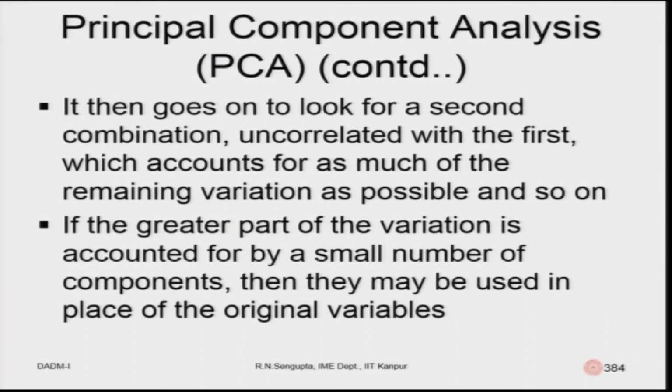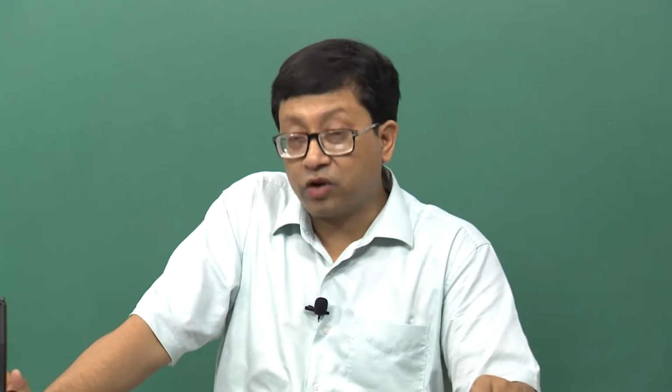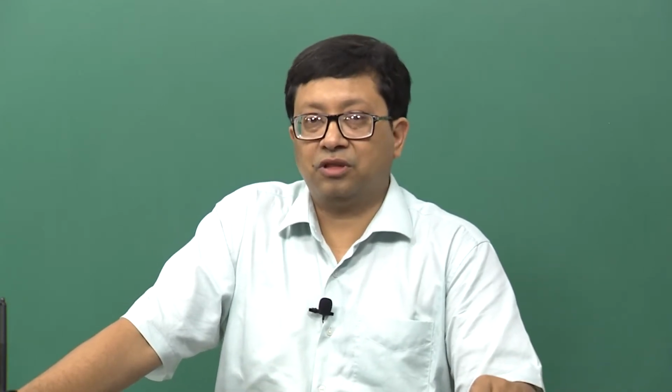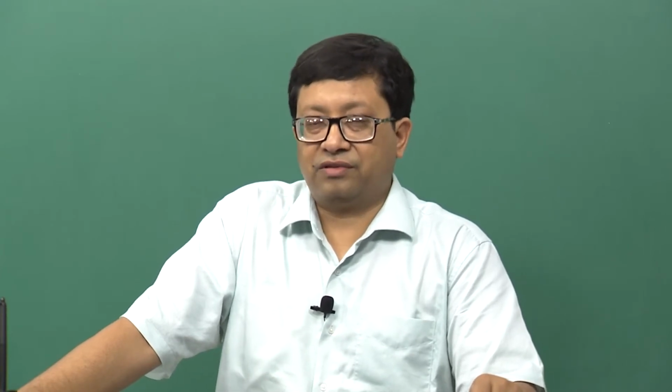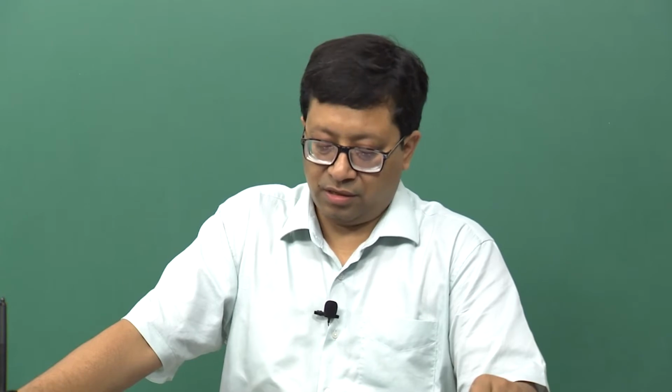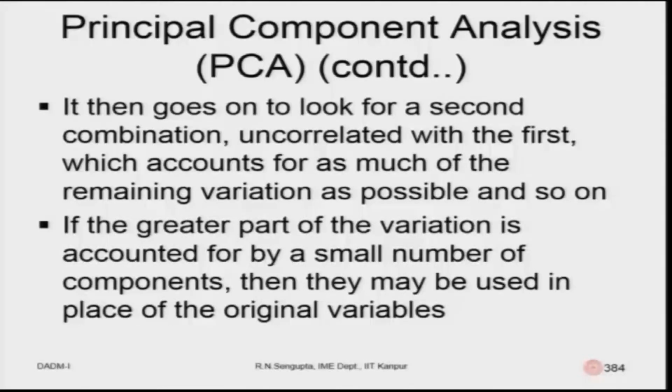It then goes on to look for a second combination uncorrelated with the first. Once I mention uncorrelated, it basically has something to do with orthogonality in the graphical framework. So, that is why I mentioned that we would definitely have done such small things in class 10, 11, 12, such that pictorially it will be very easy for us to have a look at how principal component analysis looks at it. It then goes on to look for a second combination uncorrelated with the first, which accounts for as much of the remaining variation as possible, and so on and so forth.